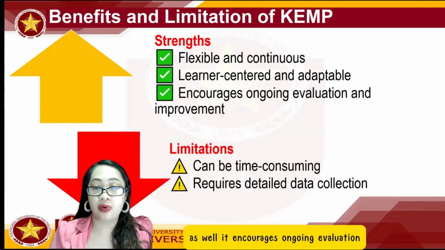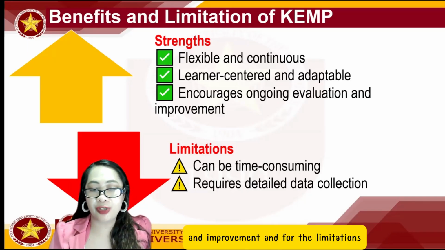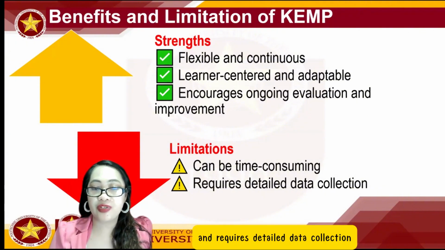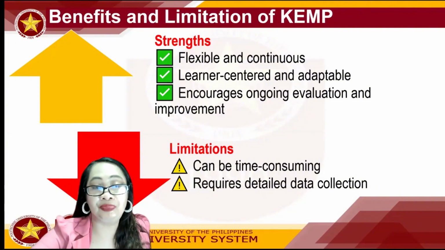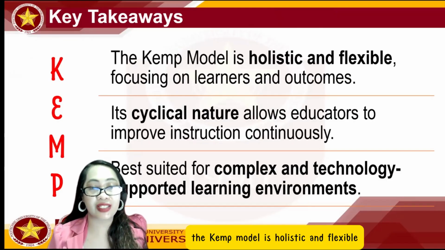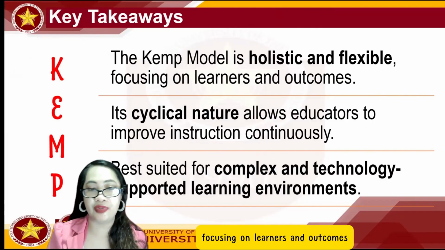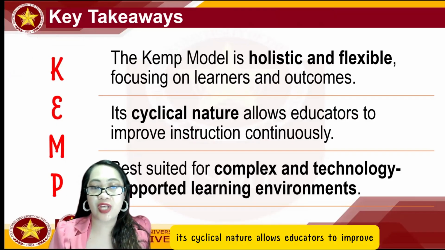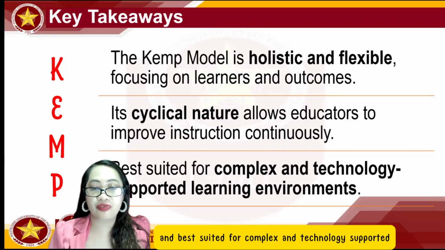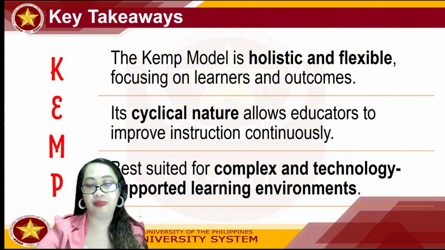It encourages ongoing evaluation and improvement. And for the limitations, it can be time-consuming as well and requires detailed data collection. For our key takeaways, the CAMP model is holistic and flexible, focusing on learners and outcomes. Its cyclical nature allows educators to improve instruction continuously and is best suited for complex and technology-supported learning environments.